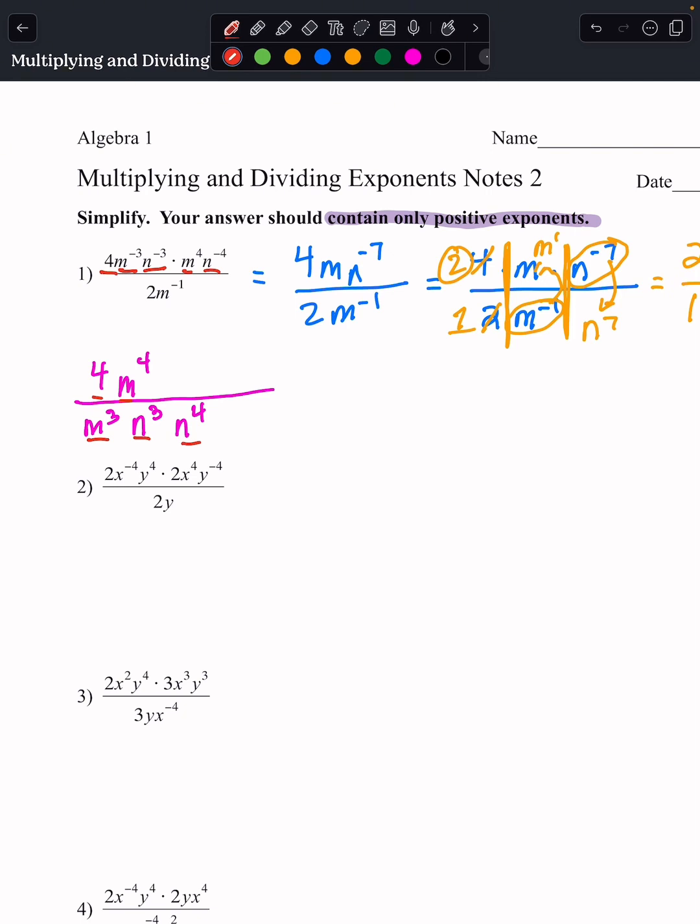Now we've got this 2 that's already down there, so we can't change that. But we've got this m to the negative 1. That needs to go up top, m to the positive 1. So now we have no more negative exponents. Let's start combining our stuff. So I got 4. And I got m to the 5 because there's 5 of them on top now. And I got m cubed, and then I got n to the 4th.